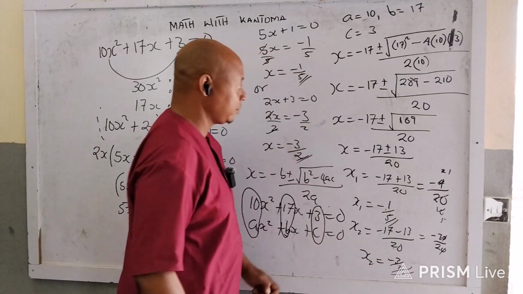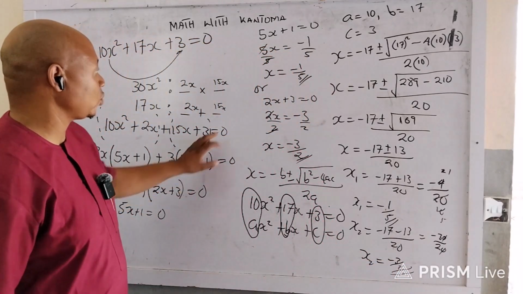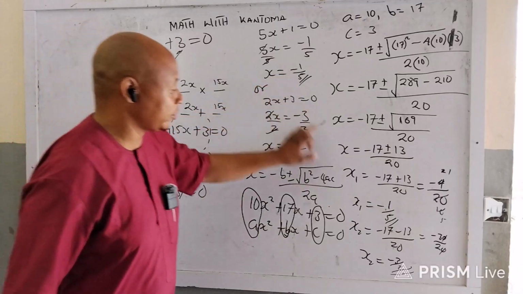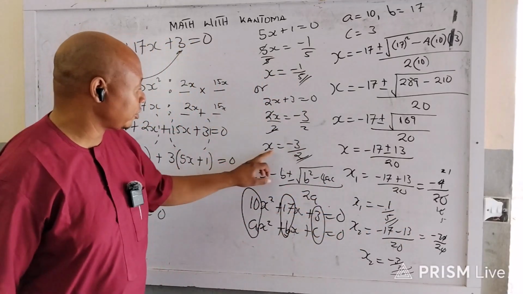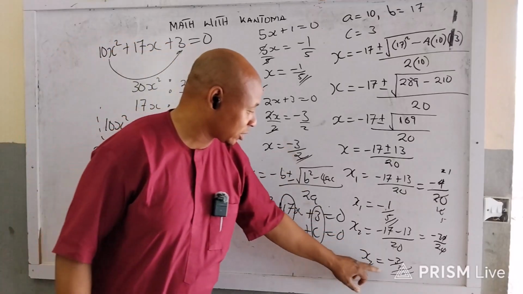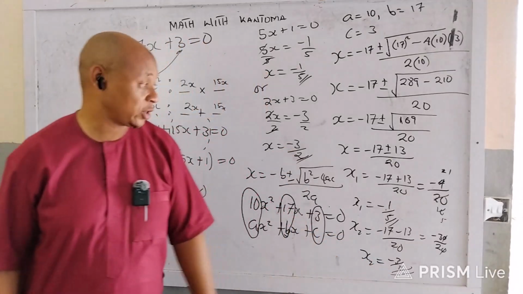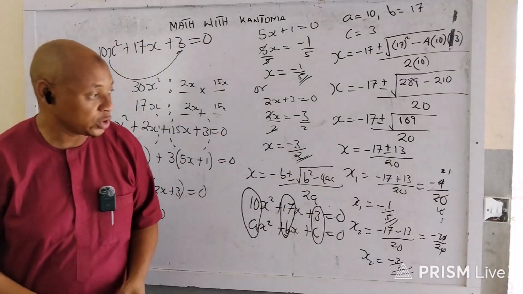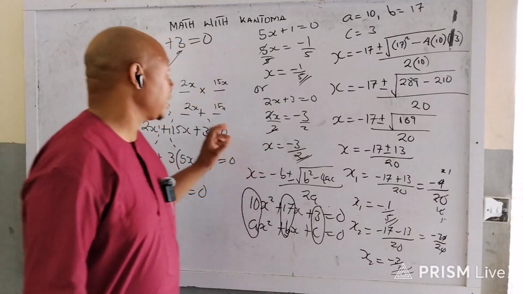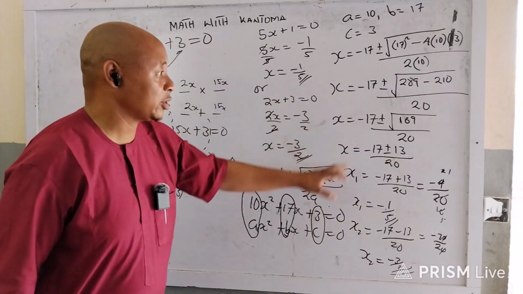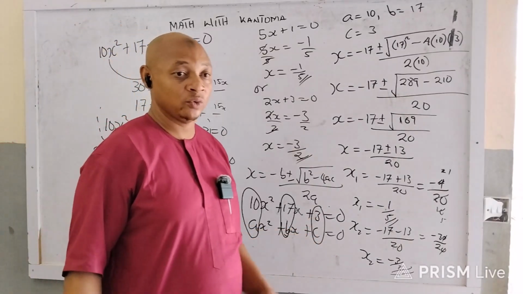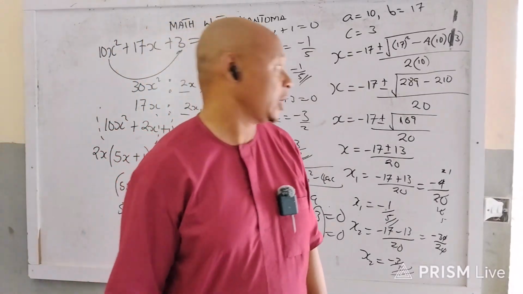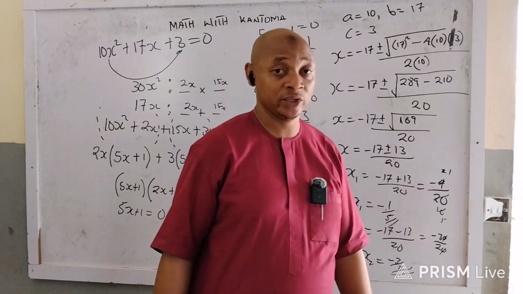So are they the same? If we compare it with this one, the first value of x is minus 1 over 5, which is the same as this, minus 1 over 5, and the second value of x is minus 3 over 2. The second value of x here is also minus 3 over 2. So now, if you use either of these methods, either factorization, formula method, or completing the square method, we're going to have the same answer for x, which is minus 1 over 5 and minus 3 over 2.